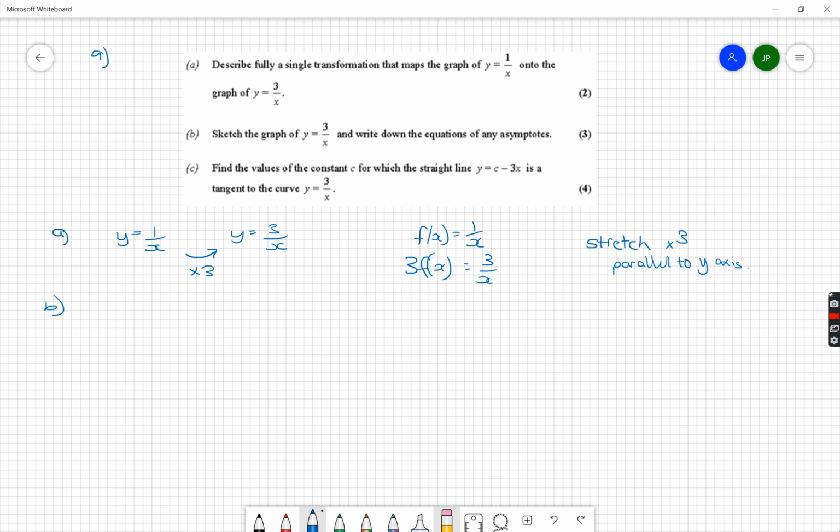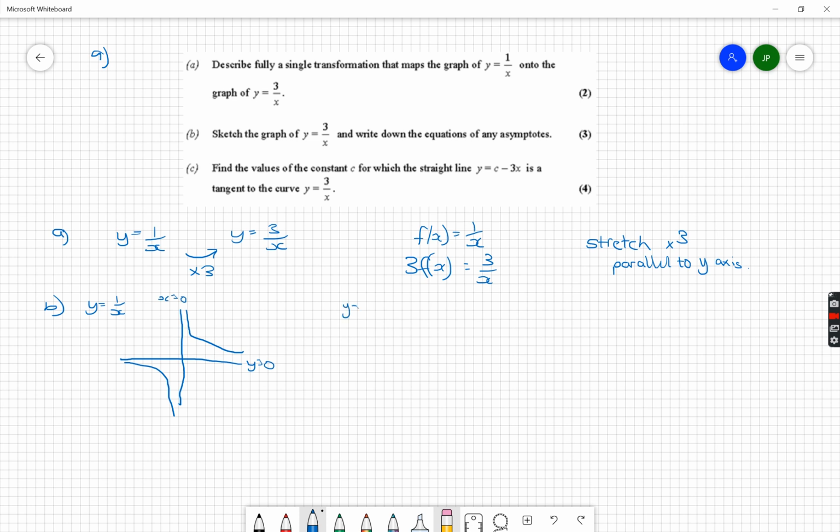B, sketch the graph of y equals 3 over x and write down the equations of any asymptotes. So again, what we need to do is first of all think about what 1 over x looks like. So if I've got y equals 1 over x, we should know what our basic reciprocal graph looks like. Okay, and we've got asymptotes at y equals 0 and x equals 0.